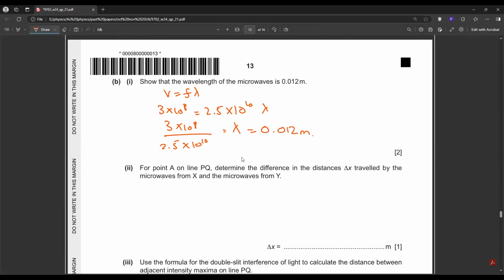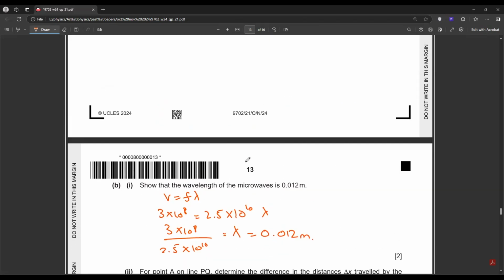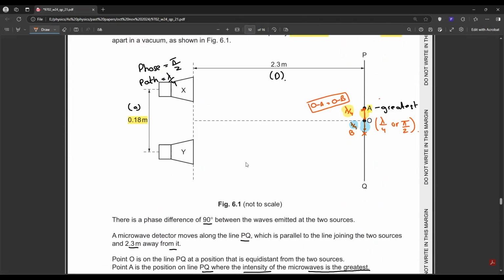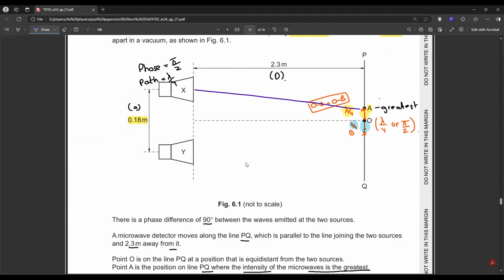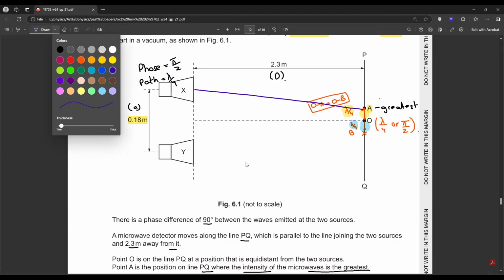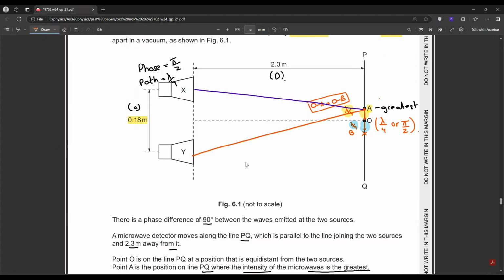For point A on the line PQ, determine the difference in the distance delta x traveled by the microwave from point X and from point Y. Perfect. So what do you have to calculate? You have to basically calculate that at point A, that is this point, what is the difference between the distance traveled by X and the distance traveled by Y? You have to calculate that.